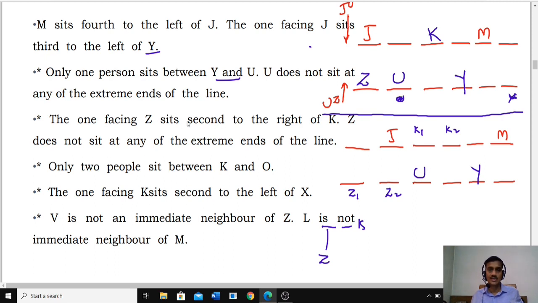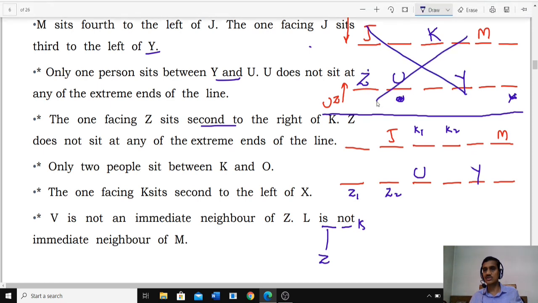Next one. The one who is facing Z sits second to the right of K. Z does not sit at any one of the extreme ends of the line. Z is not at the extreme ends of the line. This case is completely ruled out because in this case Z must be at this corner. Hence Z cannot be here. In this case Z must be here. If Z is here, then K must be at this place. The one who is facing Z is J. That J is sitting second to the right of K.